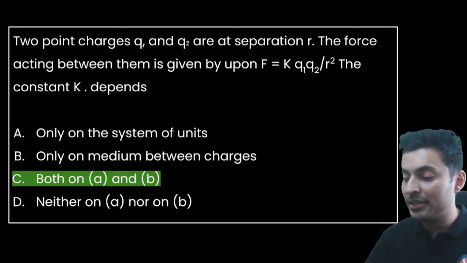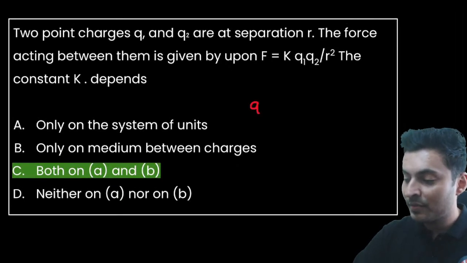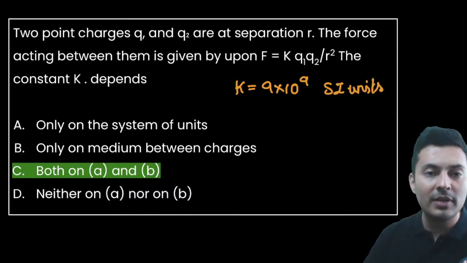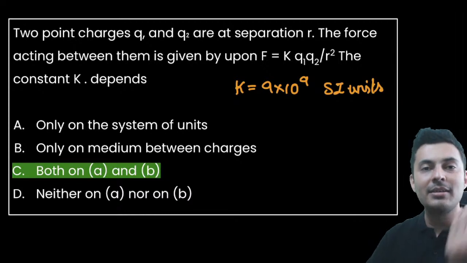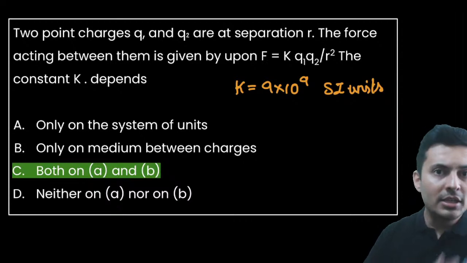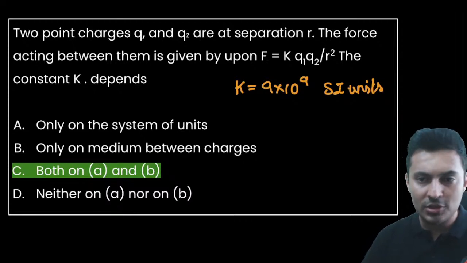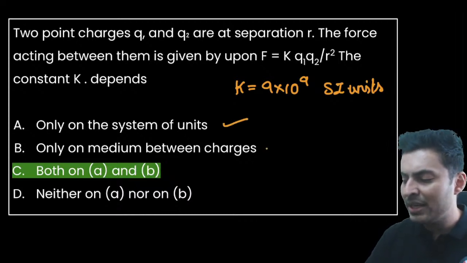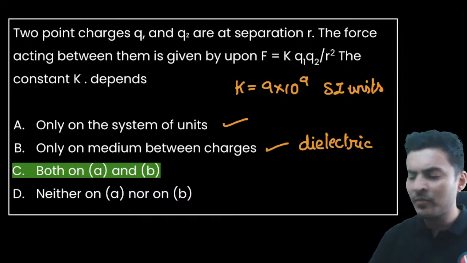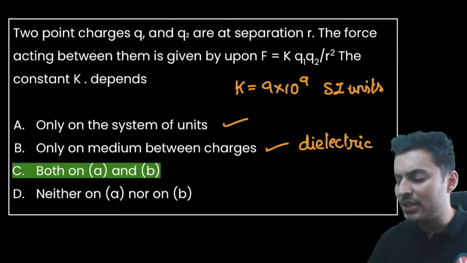It is also dependent on the units, because the value of k, which is 9 into 10 to the power 9, is in SI units. If I use CGS units, it will be different, because force will be measured in dynes, distance will be measured in centimeters, charge will be measured in ESU. So obviously the answer will change. So be careful. It depends on the system of units. Medium, yes, because the dielectric constant decides how strong the field will be, and accordingly the k value will change.